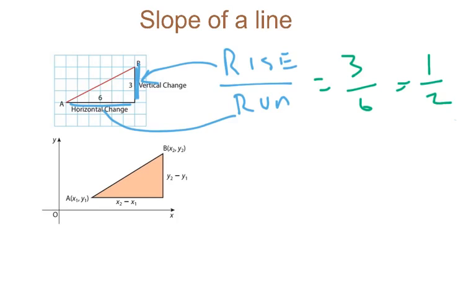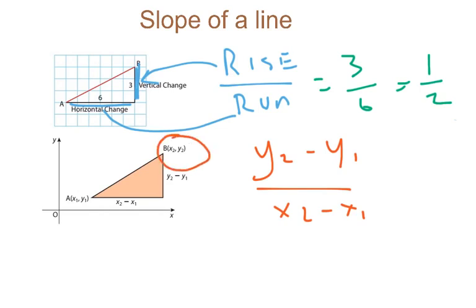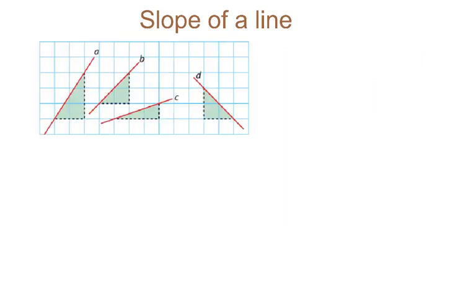Sometimes you're not given a nice diagram with boxes on it that you can count, and you've got to work it out yourself, in which case you use the equation y2 minus y1 over x2 minus x1. So that's your x2, y2 coordinate, and this one down here is your x1, y1 coordinate. And you plug the values in and you get your slope. Okay, next one. Press pause on the video and see if you can get these right, and then I'll show you the answers in a moment.